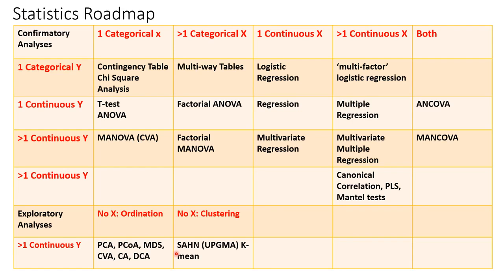This is my statistics roadmap. It helps me know what statistical analysis I should do given the types of variables that I have, right? So here's my X, my independent variable, here's my Y, my dependent variable, and the types, categorical versus continuous. We're covering chi-square analysis. That's when we have a categorical X and a categorical Y. So I fall into this cell right there.